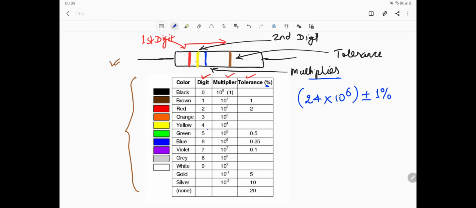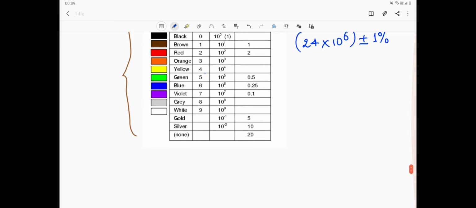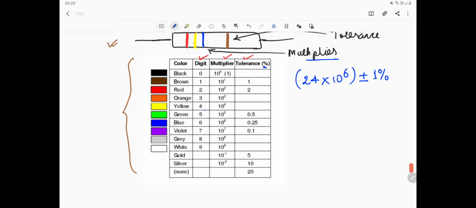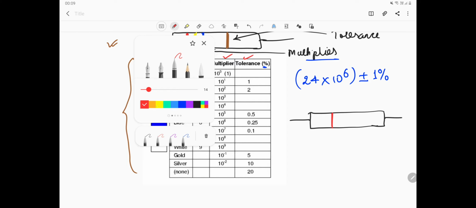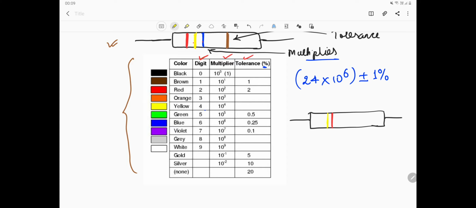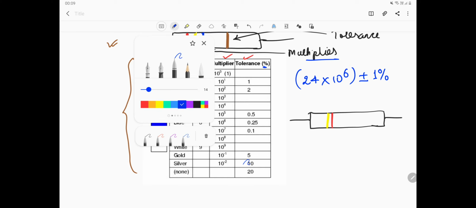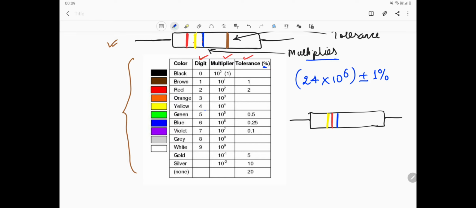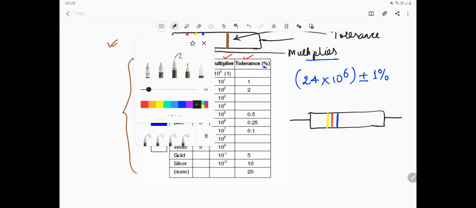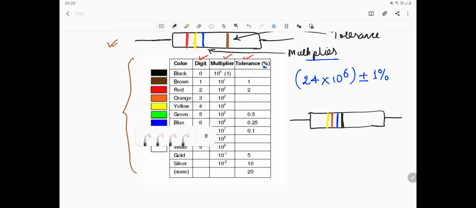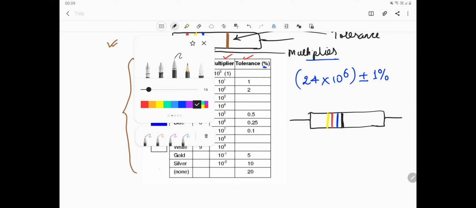Now let's try to take another resistor. Let me draw it here only. Suppose I take another resistor, and instead of 4 lines, this resistor has got 5 lines. Say the first line, let's say there's one line, not call it first. Then let's say there's a yellow line. Then let's say there's another line which is blue line. Let's say there's another line which is black line, and let's say there's another line which is, let's say, violet line.